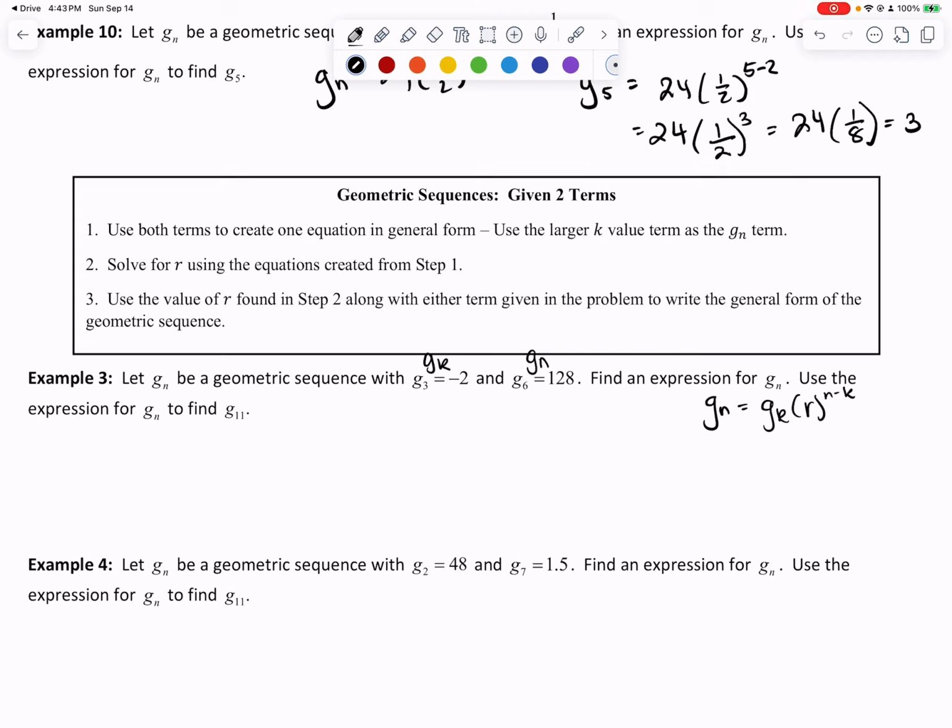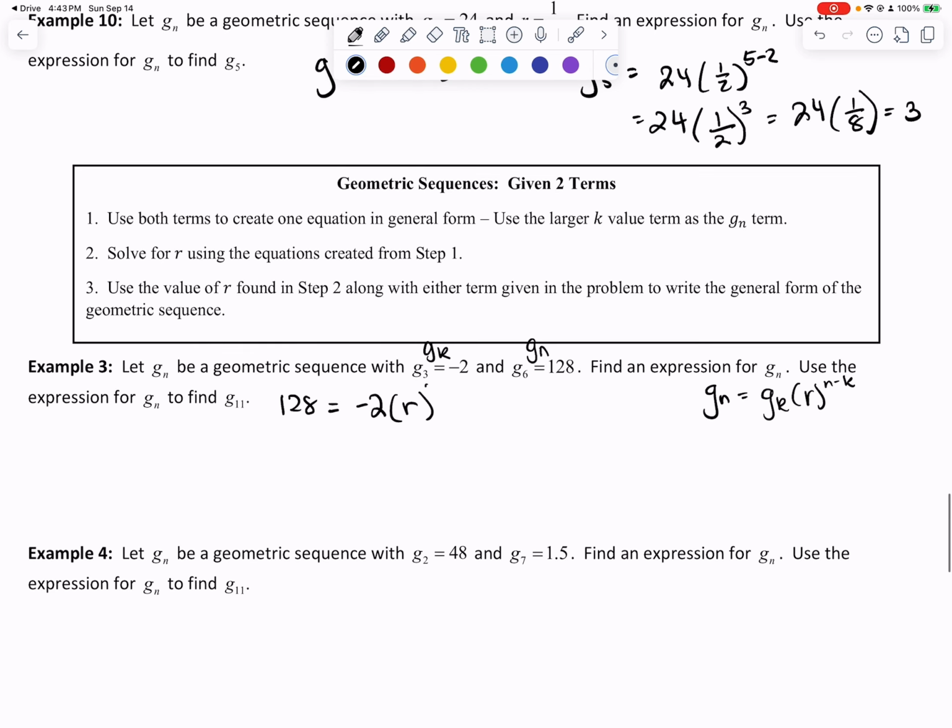So if I know that 128 happens when I start at -2 and multiply by this missing common ratio this number of times, which will be 6 minus 3, the difference in those term numbers, I can solve this equation for r, right? This is 128 equals -2 times r to the 3rd. If I'm solving for r, I need to isolate r, first dealing with the multiplication. So I have r cubed equals, and I'm switching sides just to make it nice, -64, 128 divided by -2. And then we take the cube root of both sides.